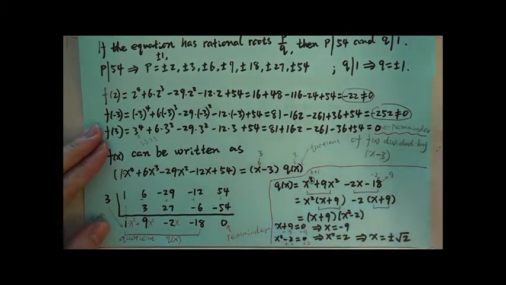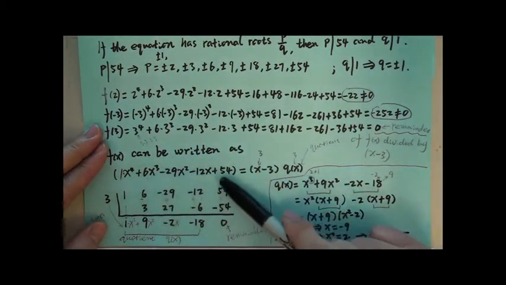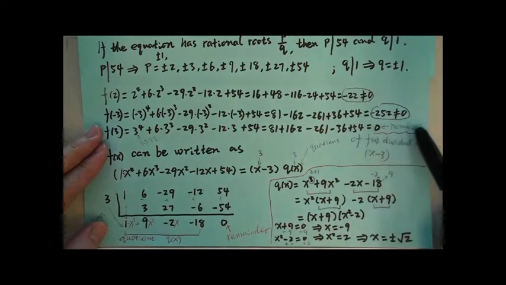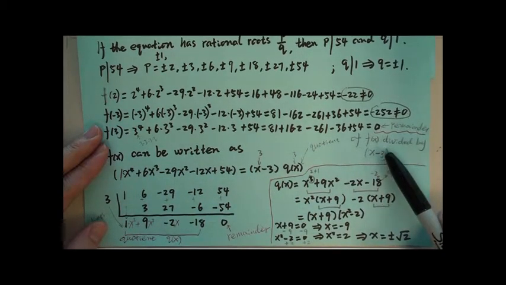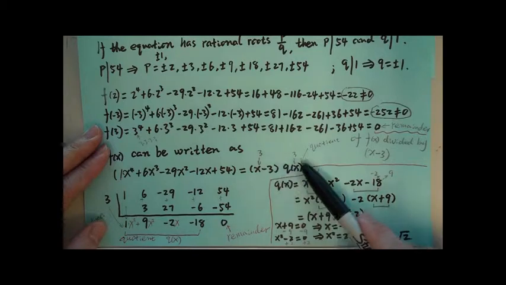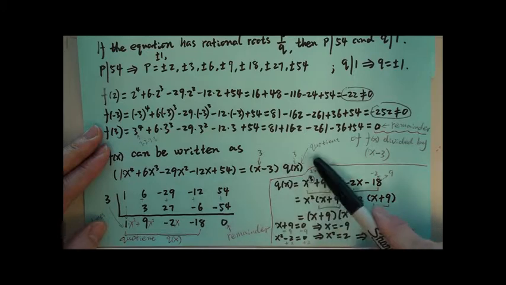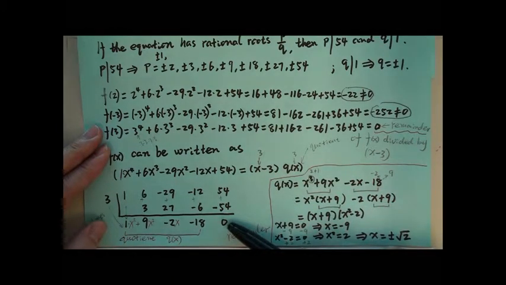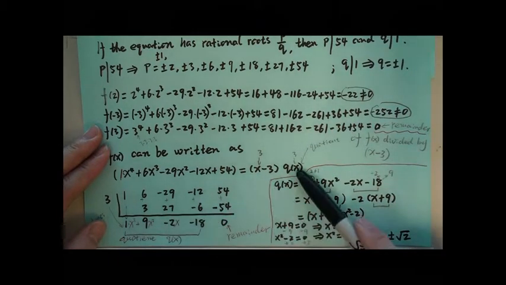So the remainder is 0. Okay, this is the theorem we learned before. If you plug in 3 into this one, you get 0. The remainder is 0. The remainder of what? This f of x divided by this factor, x minus 3, you will get the quotient right here, and the remainder is 0. You see, that's exactly right. Now we have the quotient q of x.